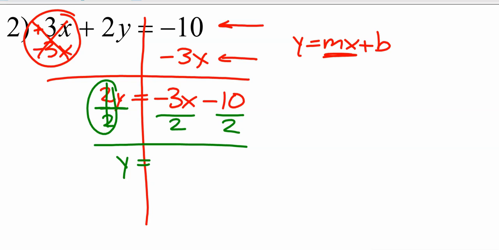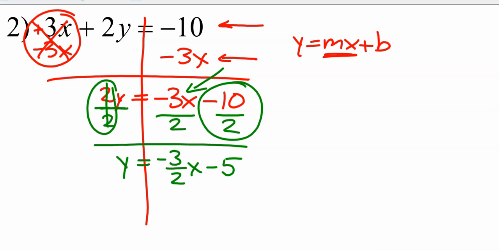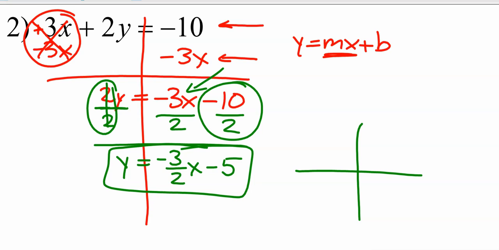We are going to leave this right here as it is. Negative 3 over 2x. The bottom is non-negative, therefore you cannot make it all positive. If one is a negative, throw the negative to the top. We are going to do this part. Negative 10 divided by 2 is negative 5. This becomes our answer.